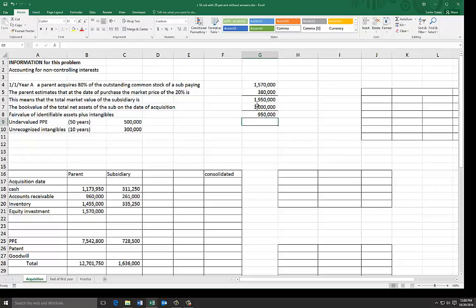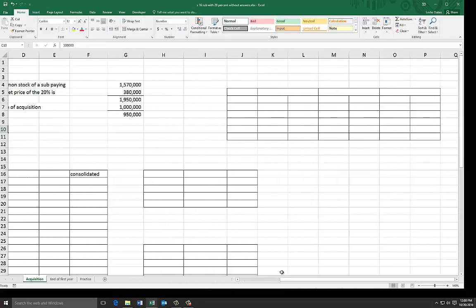There's also a couple of identifiable assets that are unrecognized or undervalued. Property, plant, and equipment, 50 years, is undervalued by $500,000, and the unrecognized intangibles, 10 years, are worth $300,000. So let's start with our first piece of prep work, and we're going to do at least year A and year B. I think we only need year A.